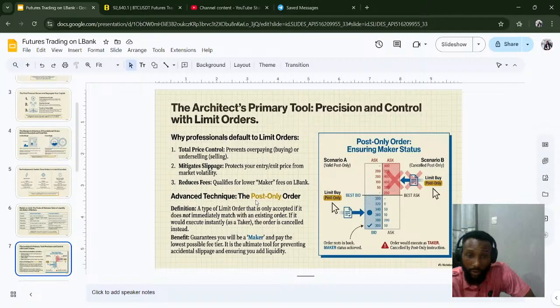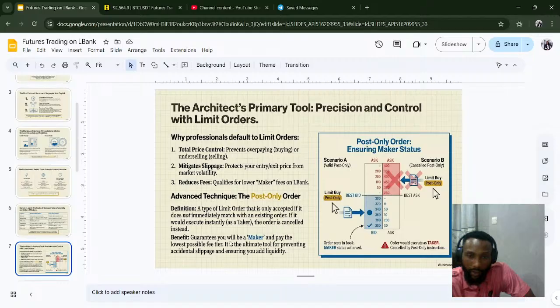So what is the definition of a post-only order? This one is for beginners, so don't bother about it, but I'll briefly read what I put down here for you guys. It's a type of limit order that is only accepted if it does not immediately match with an existing order. If it would execute instantly as a taker would, the order is cancelled instead.